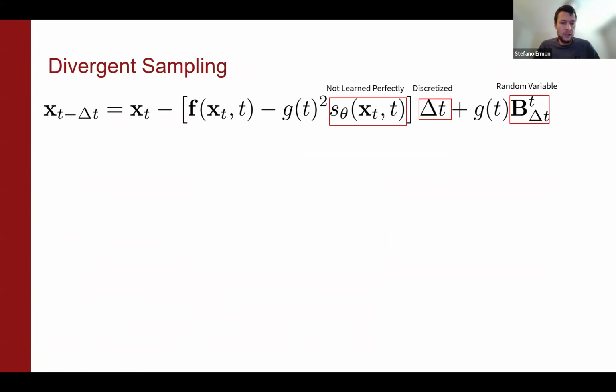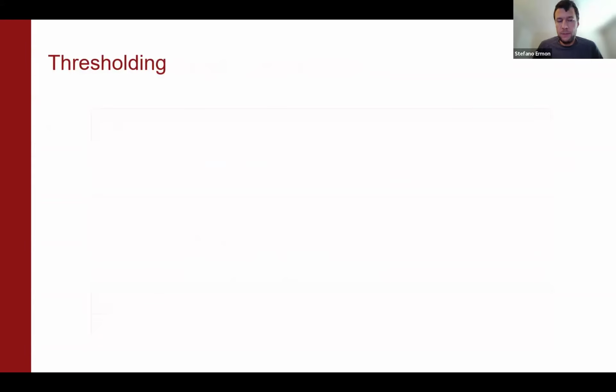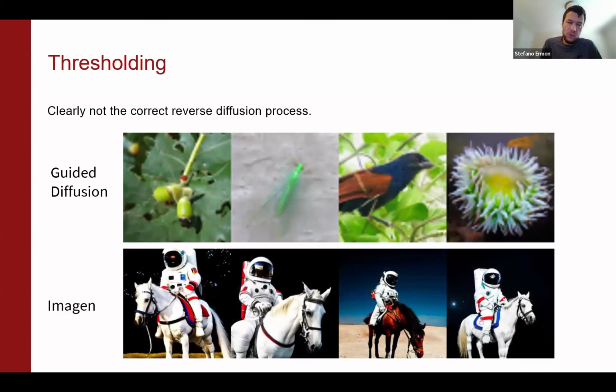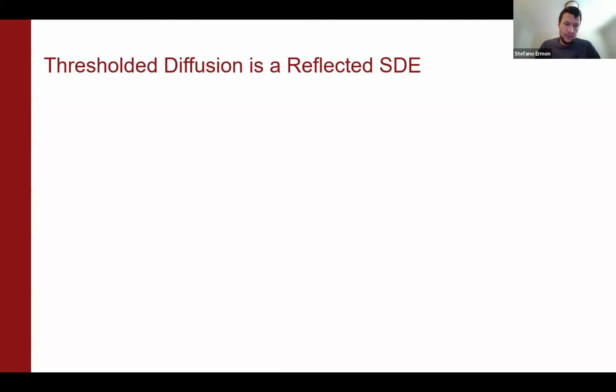You get very weird results. And what we did in a recent paper is look into what's the right way of applying these kinds of constraints. The problem is that if you just apply this clipping during the reverse diffusion process, there is a mismatch between the forward process and the reverse process. The way to correct it is to realize that this thresholded diffusion process is no longer just a regular stochastic differential equation or a regular diffusion process, but it's a reflected diffusion process.